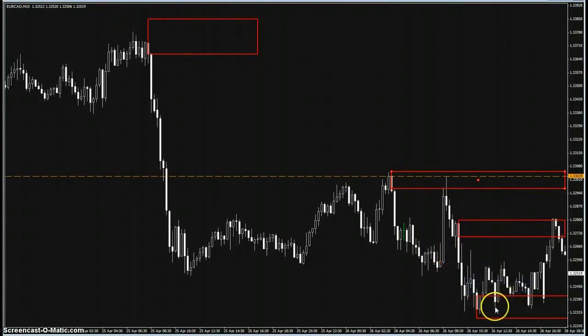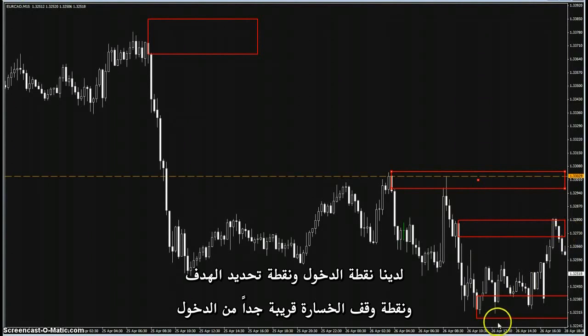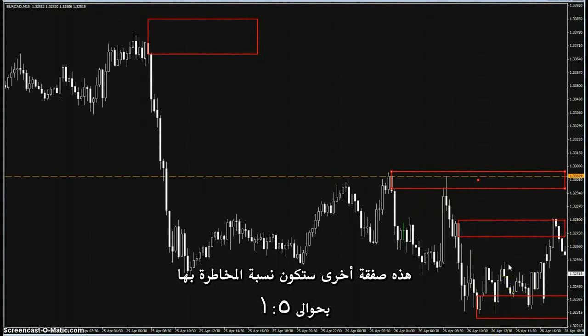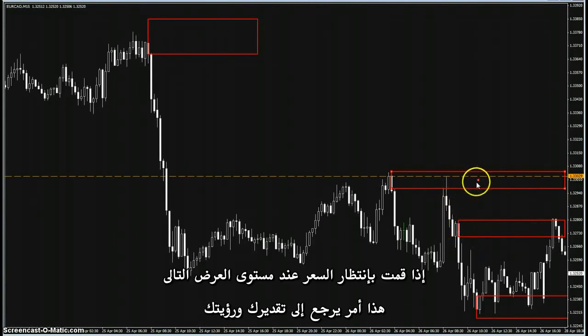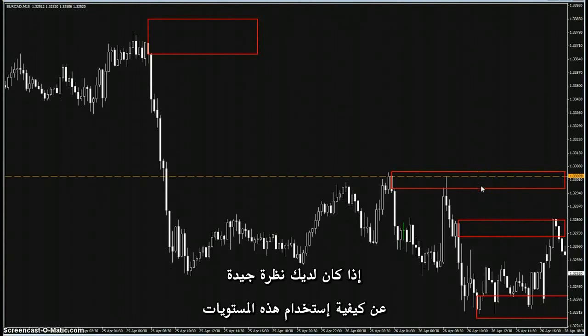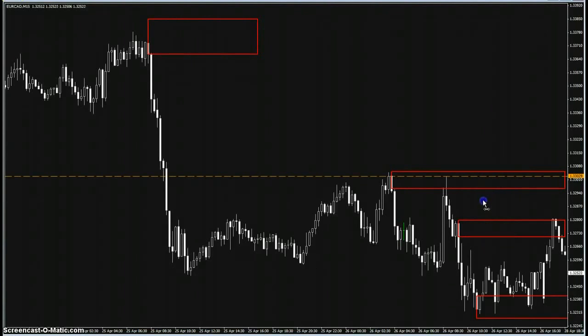So entry right here, target right there, stop right below there. That's, again, another trade. Your risk reward on that one's probably 4 to 5-1. So that's another good trade that would have worked out. And again, your supply level's right here. Now, would you hold it up to this level instead of this level? Again, it all depends, and that's just something you'll eventually be able to discern for yourself once you get a better perception of how to use these levels.